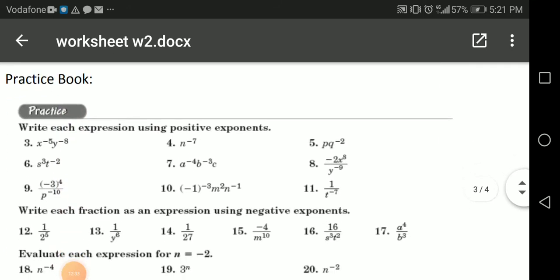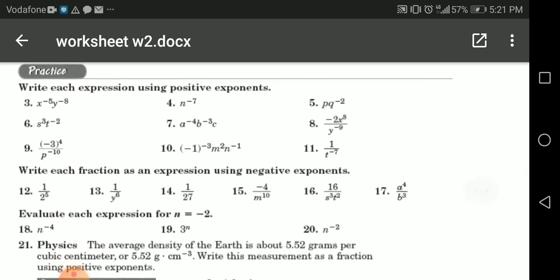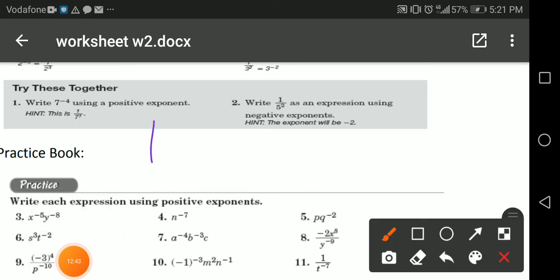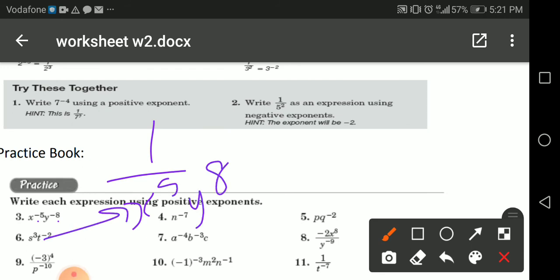This is the practice, okay, how to practice this. x to the negative 5, y to the negative 8. So how can I solve? This one, I want to write it as 1, because we have negative exponents, so 1 over x to the power 5, y to the power 8. This is the simplest form, because these are unlike terms.